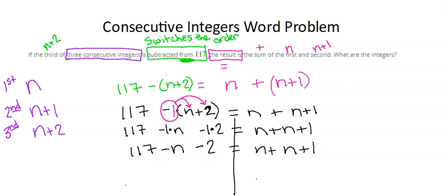Anytime we remove parentheses, we then go like term hunting. Usually there are some terms that have emerged. So here we have a plus 117 and a minus 2. I can combine those. 117 minus 2 would be 115. And then minus n equals. I'm now done simplifying that side, so I'm going to look over here. And I do have like terms here. I have one n here and another n here. So I have a total of 2 n's. I'll combine those.